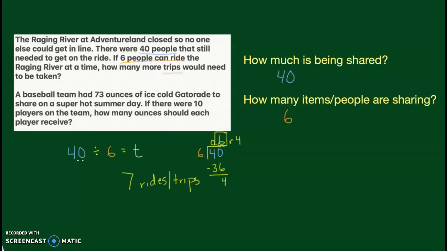So we start with the number model. We figured out our answer. We determined that we needed to round the quotient up to 7, and we needed to do that because everybody needed to have a ride.